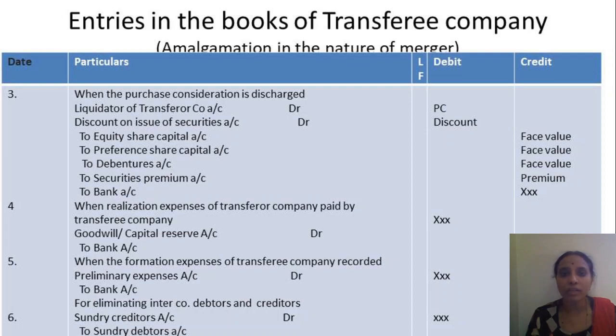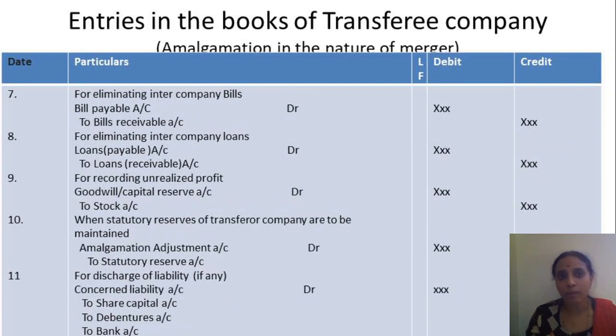That is, for eliminating intercompany debtors and creditors, sundry creditors account debtor to sundry debtors account. In case of bills receivable and bills payable, for eliminating intercompany bills, bills payable account debtor to bills receivable account. For eliminating intercompany loans, loan payable account to loan receivable account. For eliminating or recording the unrealized profit, if any, goodwill or capital reserve to stock. This changes a little compared to the previous entry. There we take general reserves; here we debit goodwill or capital reserve account, or to stock account.